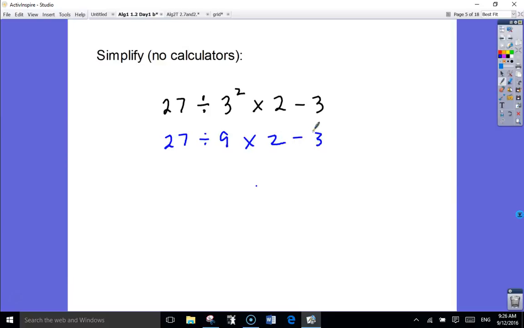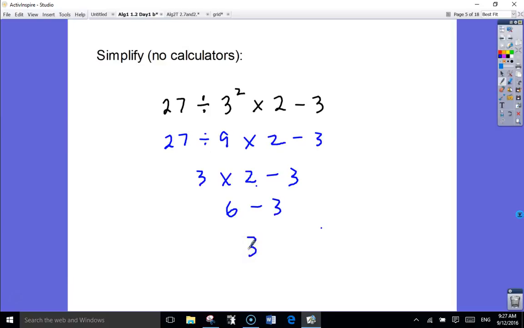Okay, what's next? You're going to consider multiplications and divisions from left to right. So what's the first thing you're going to do? 27 divided by 9 is 3, times 2 minus 3. Next. Well, first do the 3 times 2, 6. And then only one thing left, 3. That's order of operations.